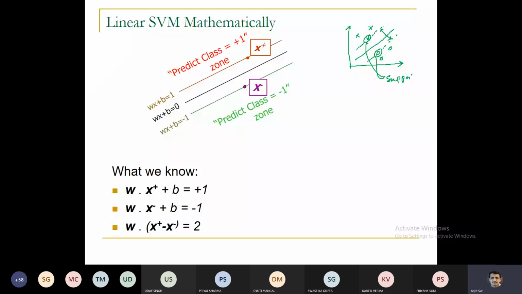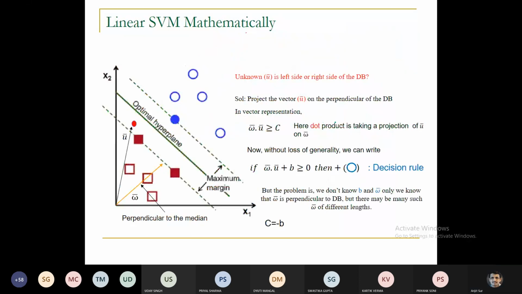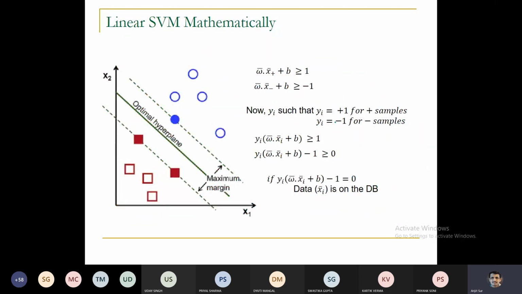And what we are trying to maximize is the margin width. We calculate the margin width as 2 by the norm of W, and we try to maximize it. Maximize this M. So we try to maximize the M. So that was our formulation, and we have shown how it is 2 by the norm of W.